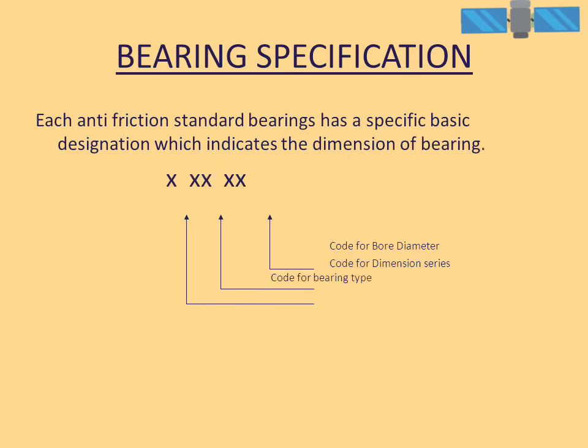Bearing specification. Each anti-friction standard bearing has a specific basic designation which indicates the dimension of the bearing. X 2020. Code for bore diameter. Code for dimension series. Code for bearing type.